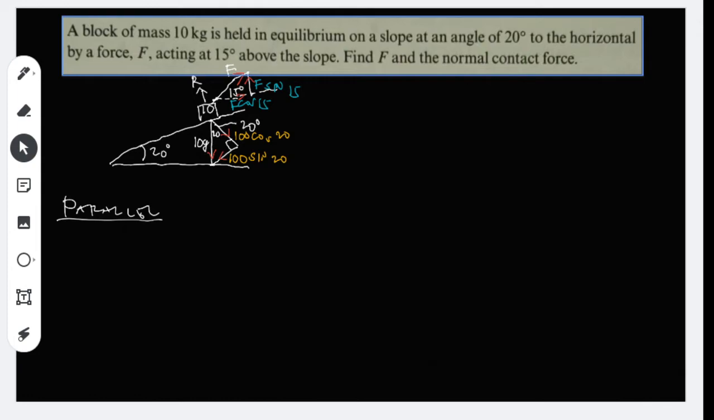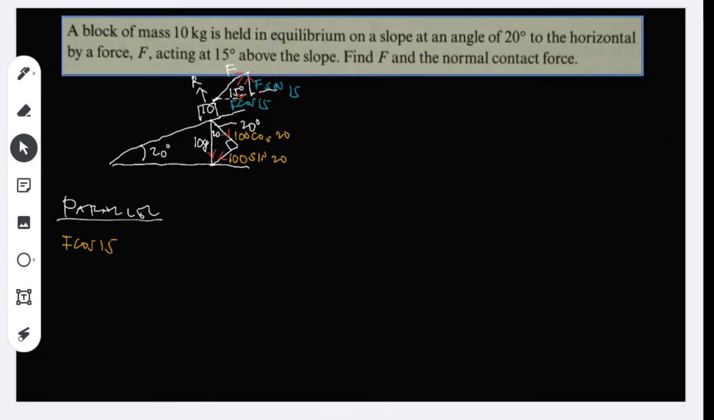Now, what are the parallel forces? Since there is no acceleration here, remember that the law that we are using is still F is equal to ma. Since there is no acceleration, we can just equate the right side to 0. Now let's continue. This will be equal to F cos 15. Okay, that is one. That will be F cos 15, going to the right.